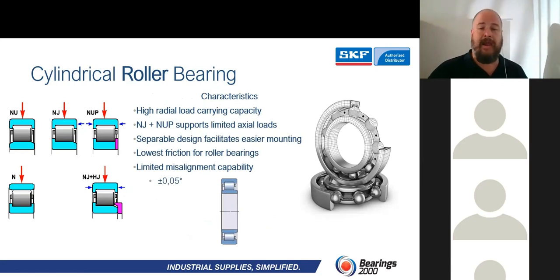Okay, high radial load carrying capabilities, as I said over there. It is of a separable design, meaning that the inner race can actually be extracted from the bearing, and you'll have 2 parts, and hence the cage, as I said before, is there to retain your rolling elements of a separable design.